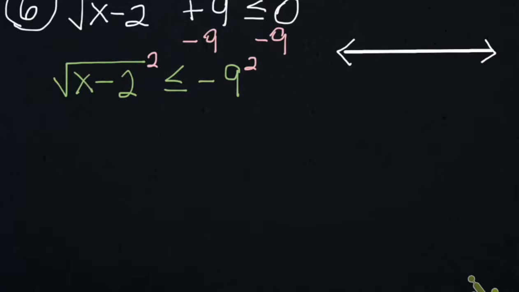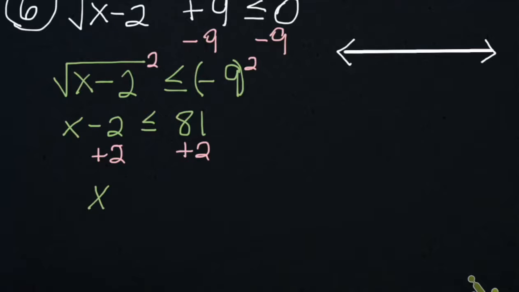Does it matter that the 9's negative? No, we would just put it in parentheses when we square it. So on the left, my square and square root cancel, leaving x minus 2. On the right, 9 squared is 81. Now we can solve for x. Add 2 to both sides.